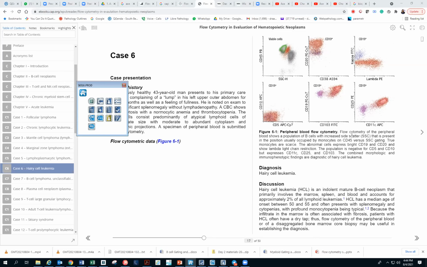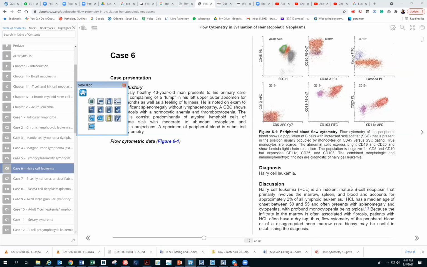So let's read. Flow cytometry of the peripheral blood shows a population of B cells with increased side scatter that is present in the position usually occupied by monocytes. Okay. And then on CD45 versus side scatter, so this is really a monocyte gate. True monocytes are scarce. The abnormal cells express bright 19 and 20 and show lambda light chain restriction. The population is negative for 5 and 10, but expresses 11C, 25, and 103. Combined morphologic and immunophenotypic features are hairy cell.